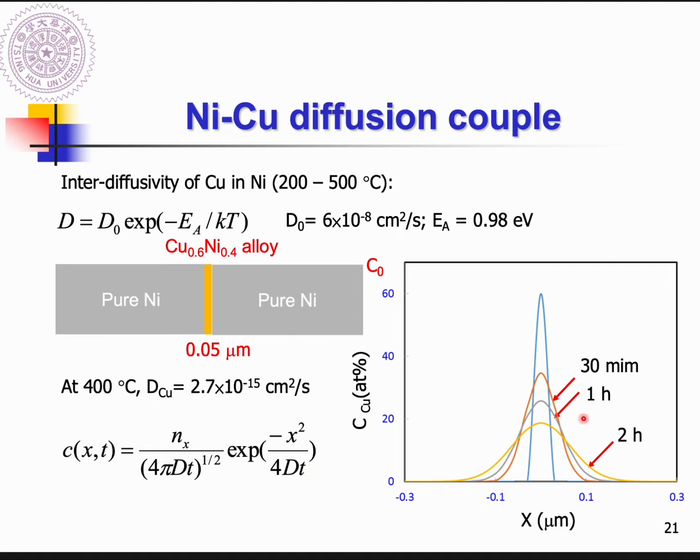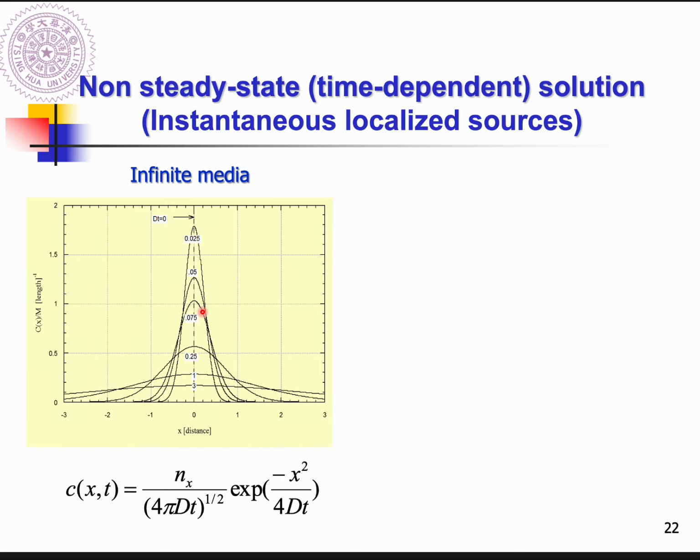Here they plot t equals 30 minutes, 1 hour and 2 hours, so you get the concentration profile. You can see that the concentration decreases over time. So this is for sure a limited source, right? You can easily write down the solution for this kind of diffusion case with a limited diffusion source. And there's another case that also belongs to the limited source.